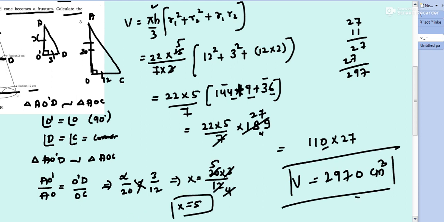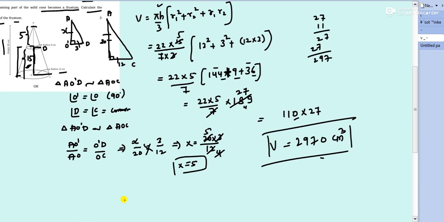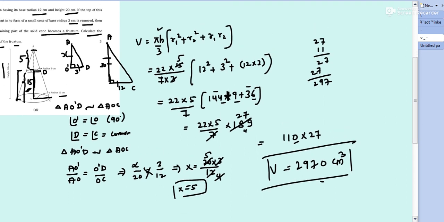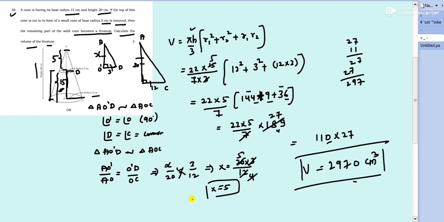Understood? So this is how you have to solve this problem. Using BPT you have to get h first, and that you have to subtract from 20, only then you will get the height of this frustum. So I hope it's clear. If you solve this, you'll get 3 marks easily.